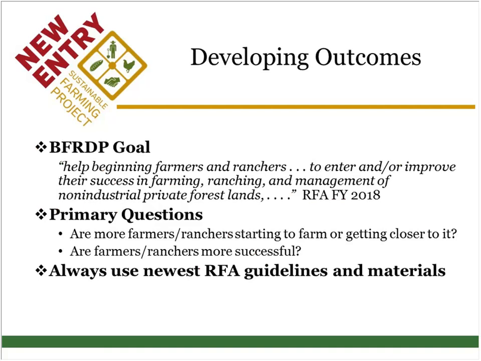So we're going to start with the BFRDP's goal. The stated primary goal is to help beginning farmers and ranchers to enter in and or improve their success in farming, ranching, and management of forest lands. From that, we can pull out what seems to be their primary evaluation questions, and these are stated roughly in different ways in some of their materials, which are: are more farmers and ranchers starting to farm or getting closer to it, or are farmers and ranchers now more successful?